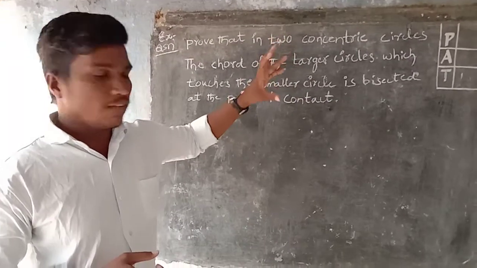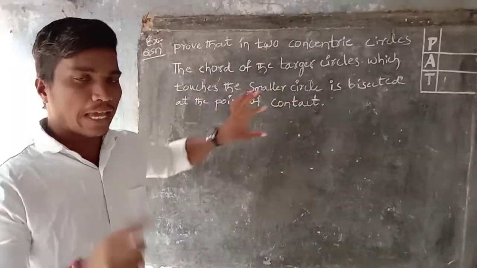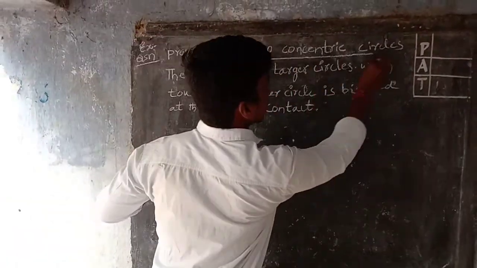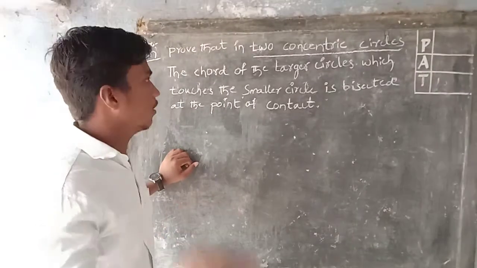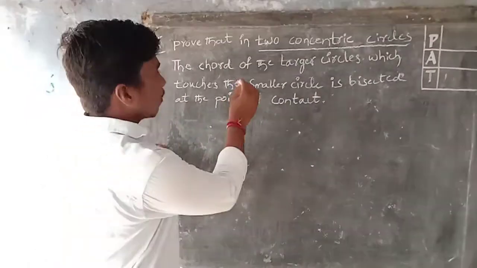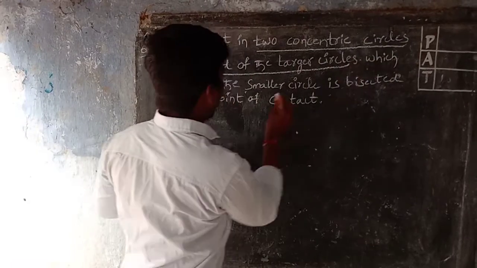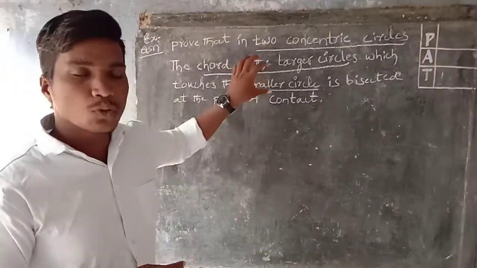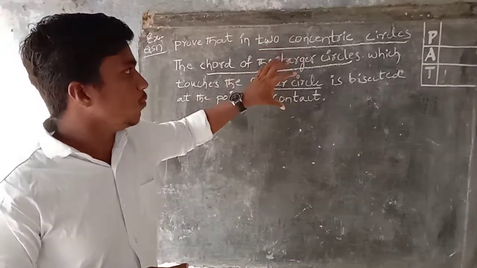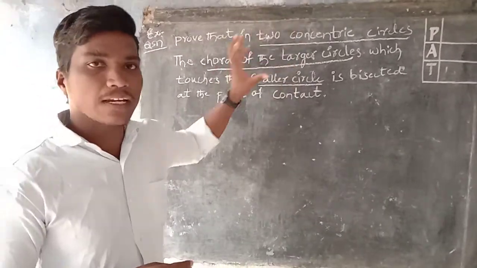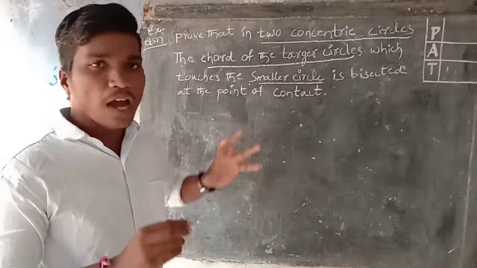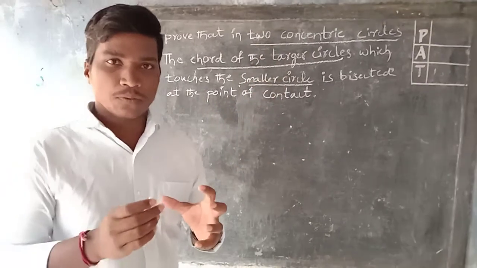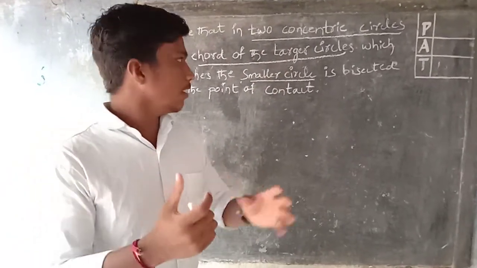While reading this question, we have to observe three concepts. First of all, what are concentric circles? This is the first question. And the chord of the larger circle and the smaller circle. What do these two terms suggest? We have to know these two main concepts first. If we understand these two conditions well, we can solve this problem easily and simply.